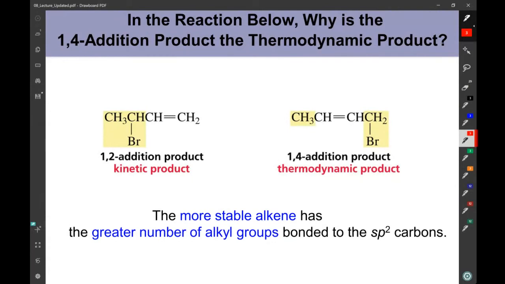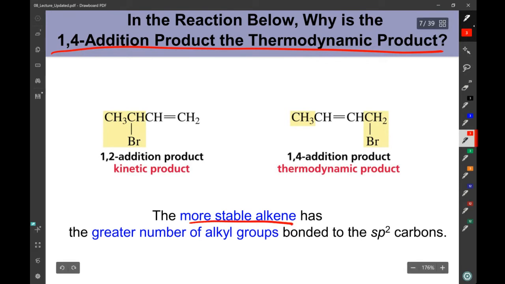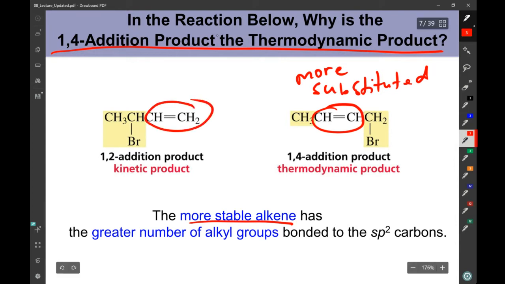Again, why is the 1,4 product a thermodynamic product? We've discussed that already. The 1,4 is a thermodynamic product because it is the most stable alkene. This is just a recap of what we've discussed in the previous slide. Most stable alkene because the double bond over here is more substituted, and this double bond is less substituted. So the more substituted the double bond is, the more stable that double bond will be, and that's what we refer to as a thermodynamic product.